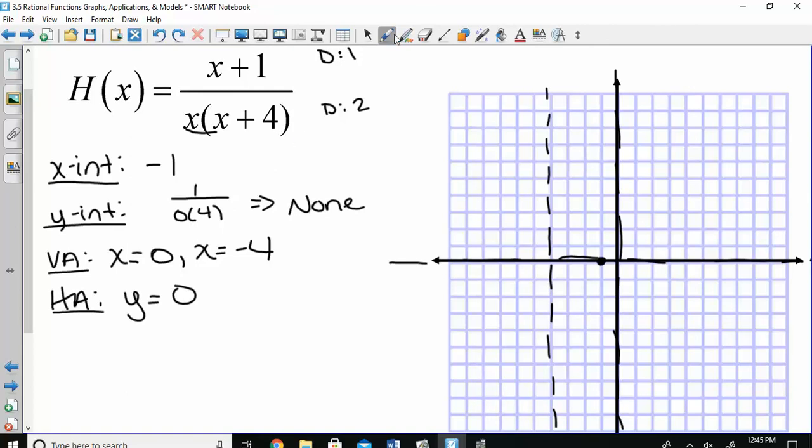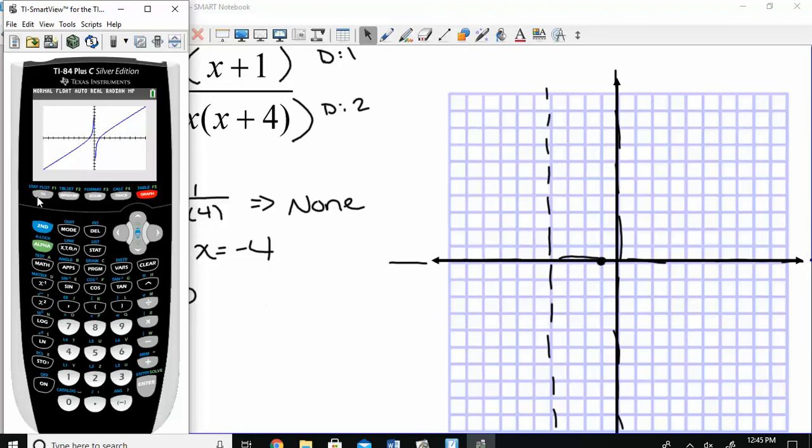Okay, warning, when you go to graph this, make sure you put parentheses around the entire numerator and the entire denominator.